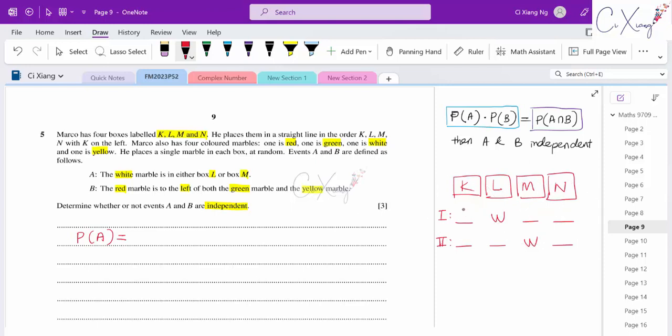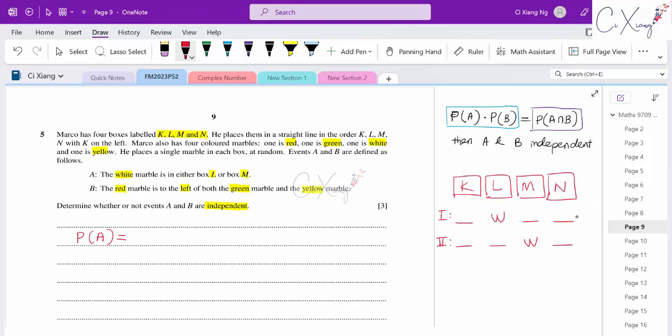When I want to arrange the other color freely, you can think in this way: for the first box, I still have 3 color marbles available, so this one will be 3. For the box M, there are still 2 different color marbles available, so it is 2, then this is 1. So it will be 3, 2, 1.